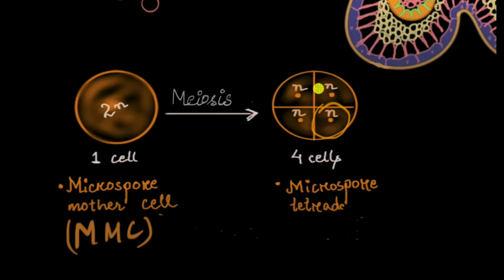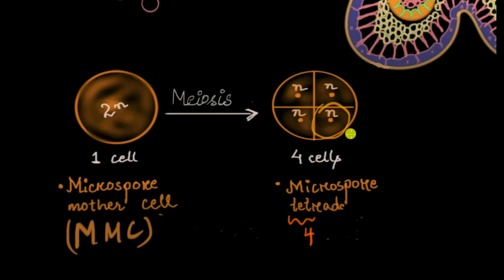And these haploid microspores are arranged in the form of a microspore tetrad, because tet means 4. So each microspore mother cell is capable of giving rise to 4 haploid microspore cells, and each of these microspore cells eventually develops into a pollen grain.